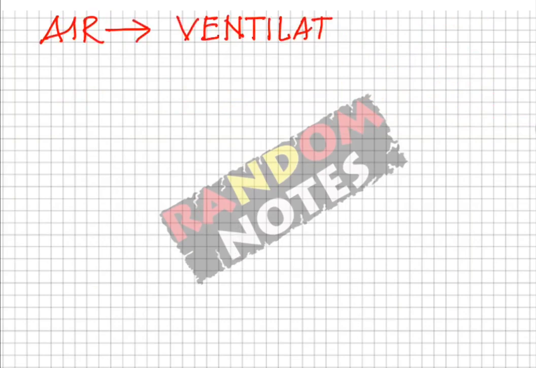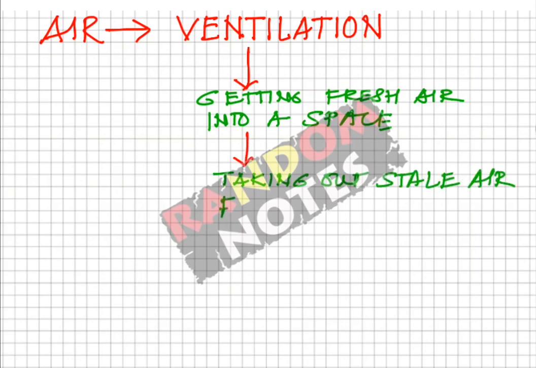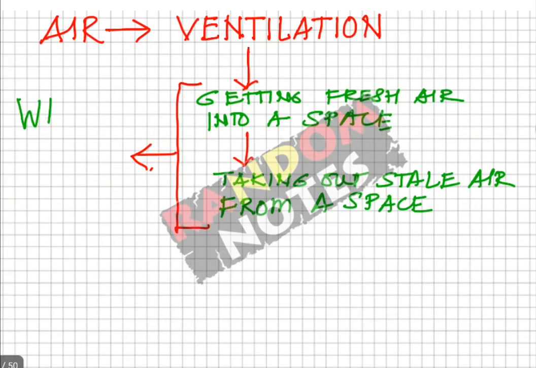Buildings need openings to allow fresh air into spaces and exhaust stale air. This is known as ventilation of spaces. Windows, doors, and ventilators help in this exchange of air between spaces.